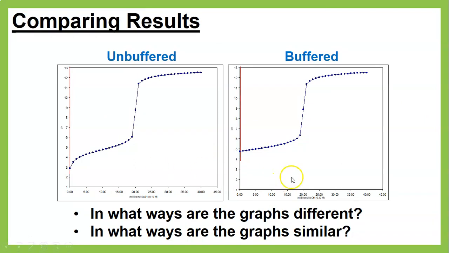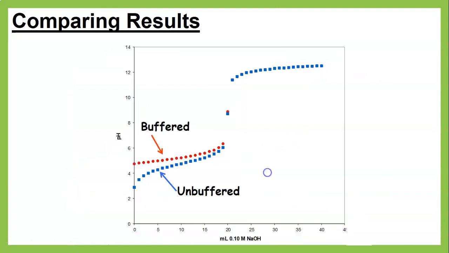Do you notice that in the unbuffered one, it changed its pH a little bit more rapidly? Whereas when it's buffered, you can see it here if I overlay these. It has a little bit flatter of a section here, doesn't it? That is a big deal.